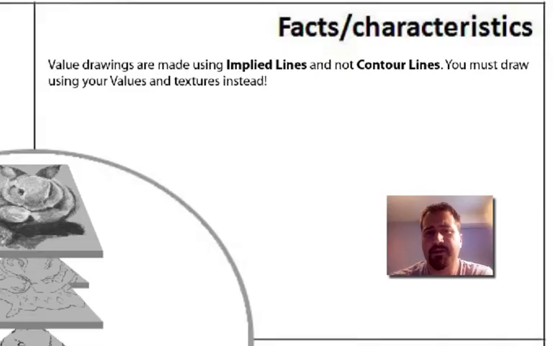It's important to note that once again, a value drawing is not a line drawing. It's not a contour line drawing. It's drawn entirely using implied line, meaning you don't actually physically draw any lines. You're actually using shading techniques and whole large chunks of value to make your image. It's as if you're painting on the canvas. Any line work that you do is just there to set you up for the finished product.